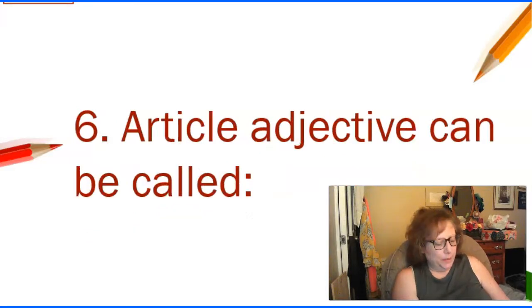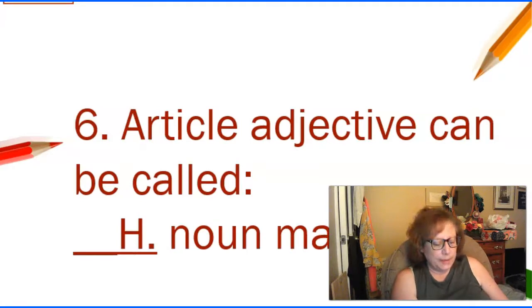Now the next one, number 6, an article adjective can be called. I don't think we've ever talked about this. But every time we see an article adjective, remember, those are a, an, and the. Every time we see one of them, they are going to be buddied up right next to a noun. So we can call that a noun marker. If you see one of those words, a noun will be right next to it. So number 6 is H, noun marker.